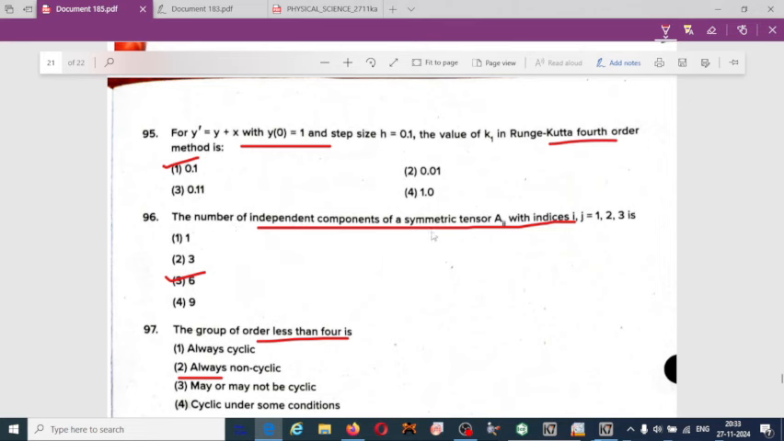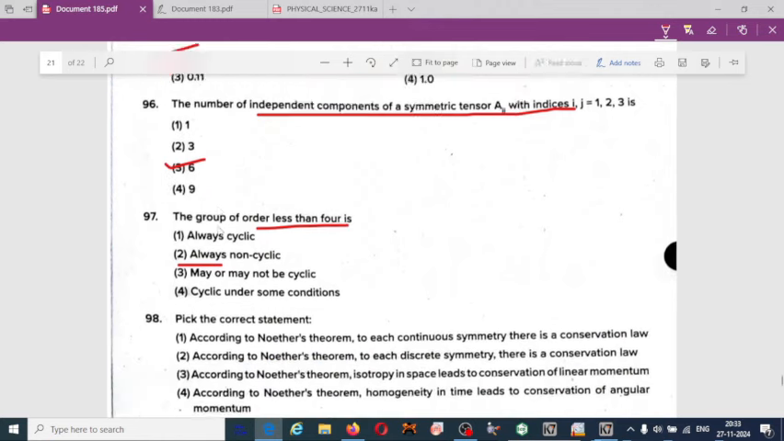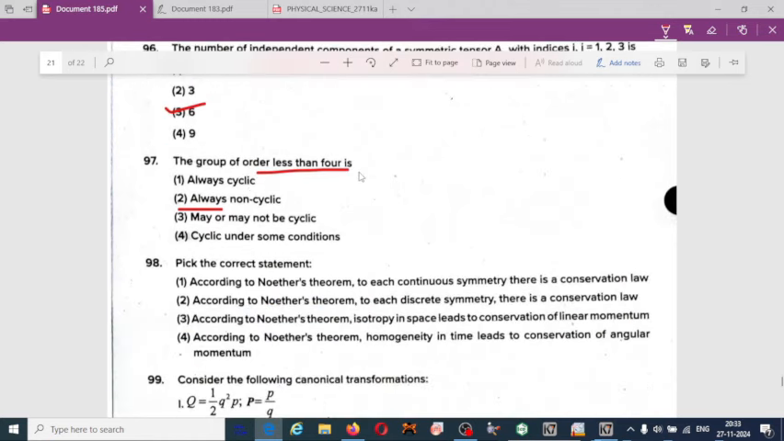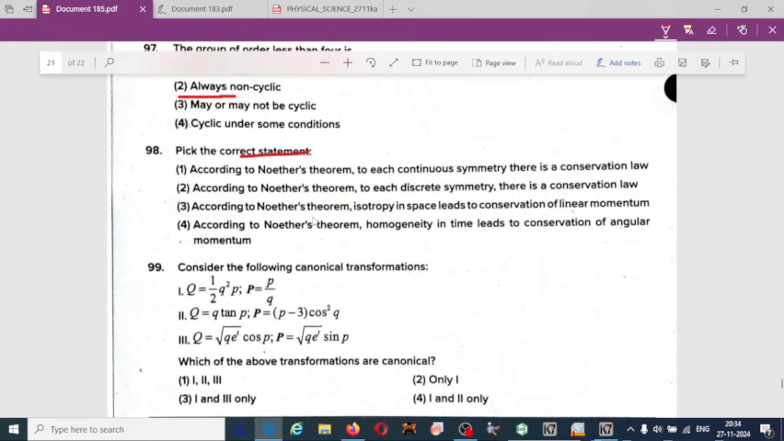The number of independent components of a symmetric tensor Aij is 6. Group of order less than 4 is maybe not cyclic, but option 1 is cyclic. Correct. Pick the correct statement. Third. 98, they have given the first one. But also you can check this one.